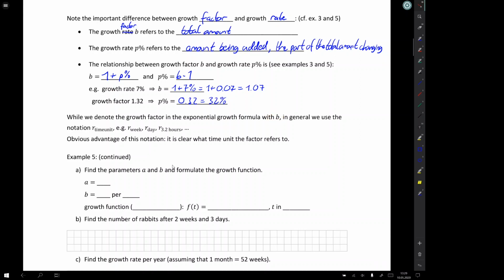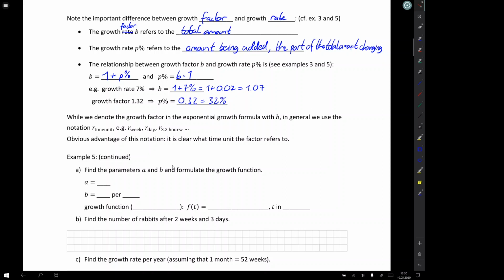In our formula for the exponential growth, we denote the growth factor as b, but in general, we use the notation r with the time unit as an index, so for example, r week, r day, or r 3.2 hours. The obvious advantage of this notation is it becomes immediately clear to what time unit this growth factor refers to. Now let us look at some examples.